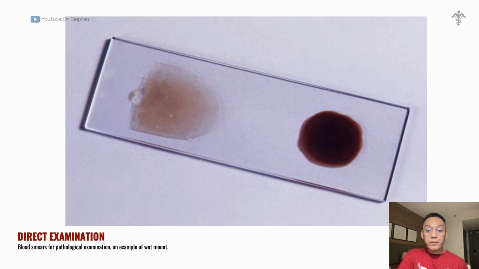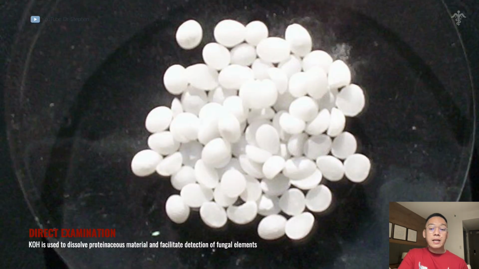One good example of that is a blood smear from a pathological examination. This is what we call your wet mount. A blood sample, okay, blood smears. Second one is your KOH, or potassium hydroxide. This compound is used to dissolve proteinaceous material and facilitate the detection of your fungal elements.